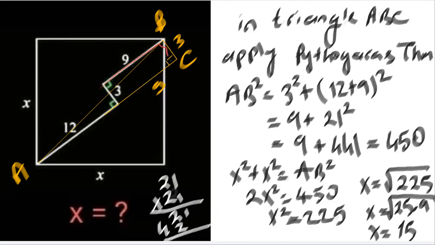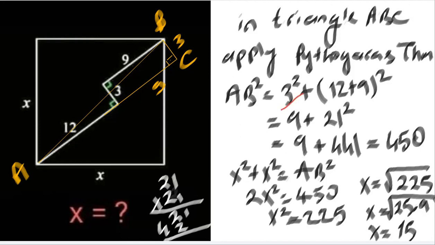So since this is a rectangle, this 3 goes to the other side. So this is 3. And again, since it is a rectangle, this is 9. So here we have a right triangle, ABC. One side is 12 plus 9, 21. Other side is 3. So we can use Pythagoras theorem here to find the length of diagonal. So here we can see how it works.